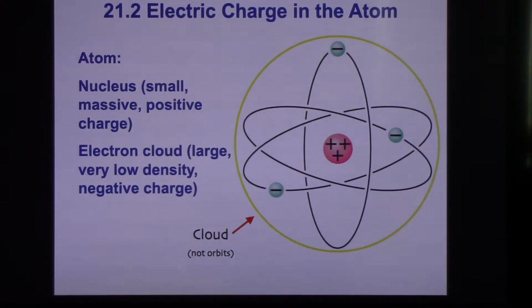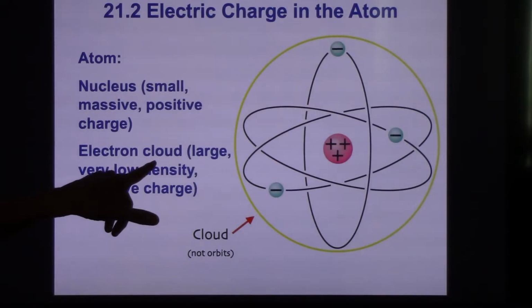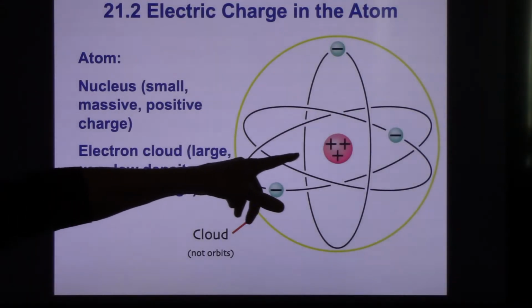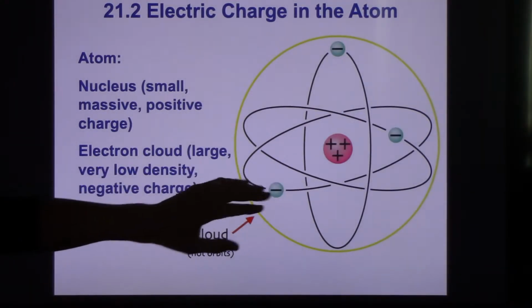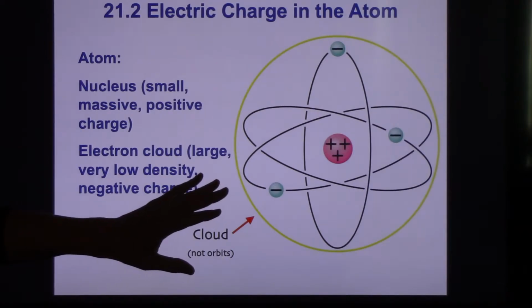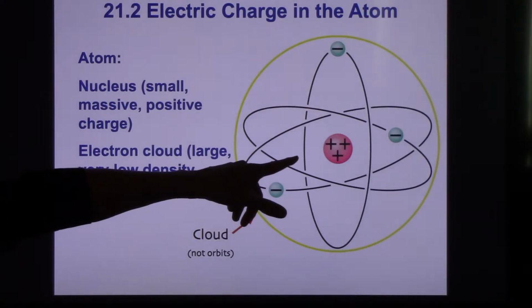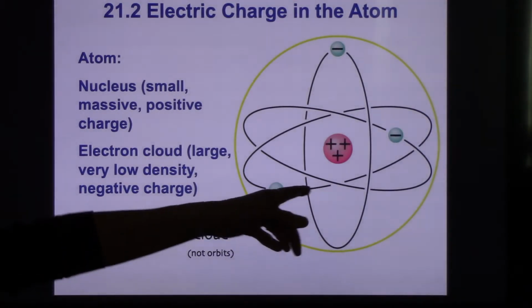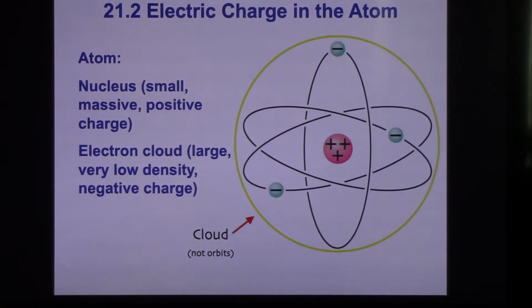In an atom or molecule, the electron cloud takes up almost all of the space. The nucleus is tiny, tiny, tiny. If we did this picture to scale, the nucleus would be a little tiny speck. If we had an atom the size that's shown in this diagram, the nucleus would just be a little tiny speck at the center. Okay.